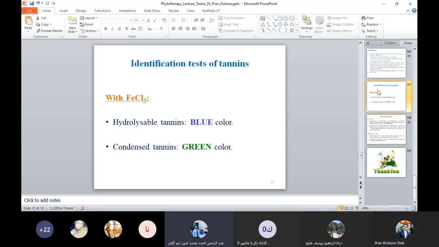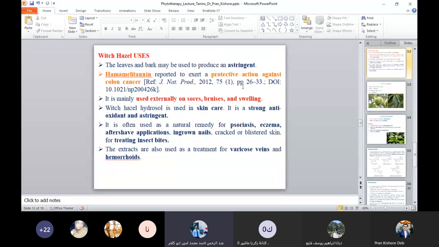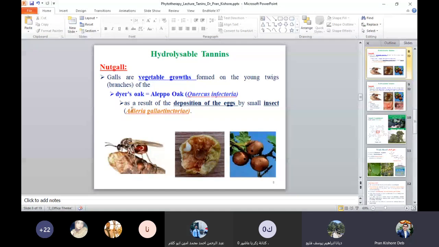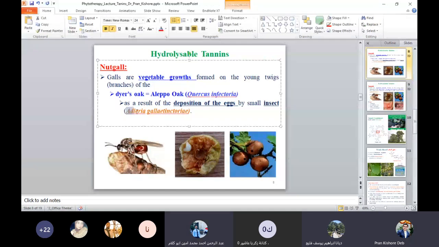Something alder, something. Yes, correct. I don't remember. It has two parts. Yes. Okay. Insect name is Adleria Gala tinctoria. And name of the plant is Quercus infectoria.